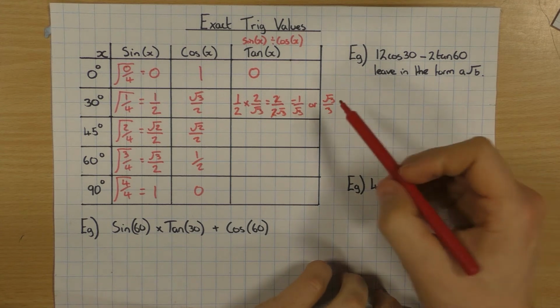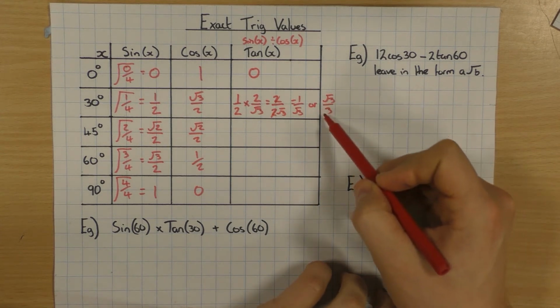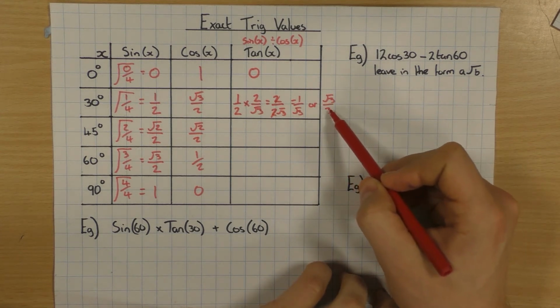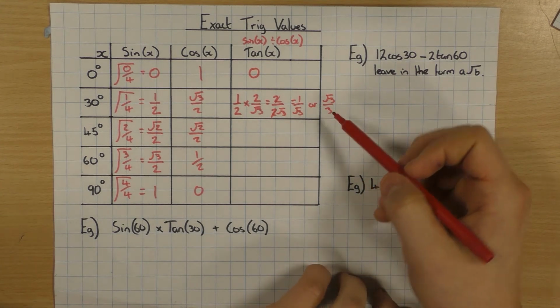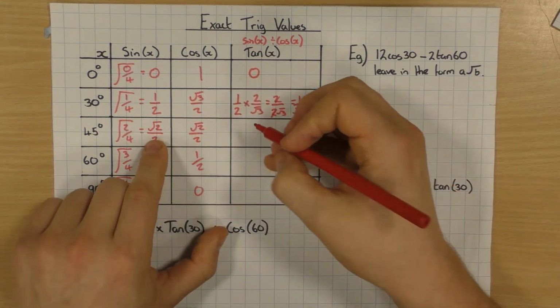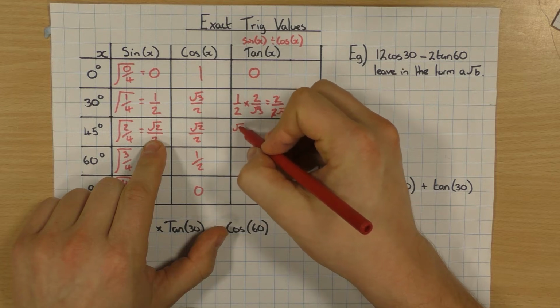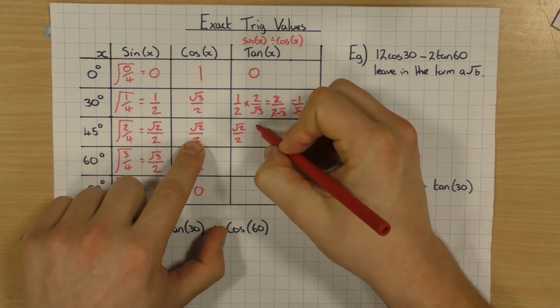Either one is absolutely fine. But as I say, we usually tend to rationalise the denominator, to make the denominator, in this case 3, easier to work with. Let's carry on. So keep the first one the same. Flip the second one.